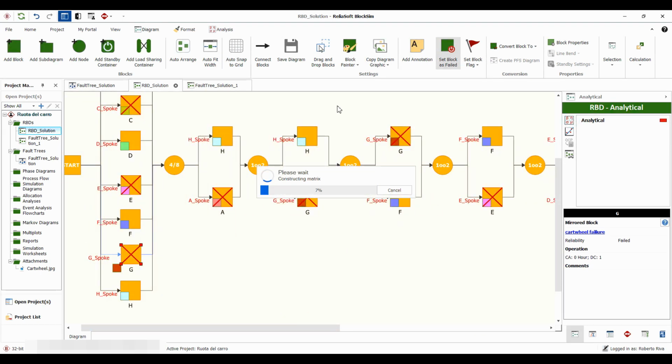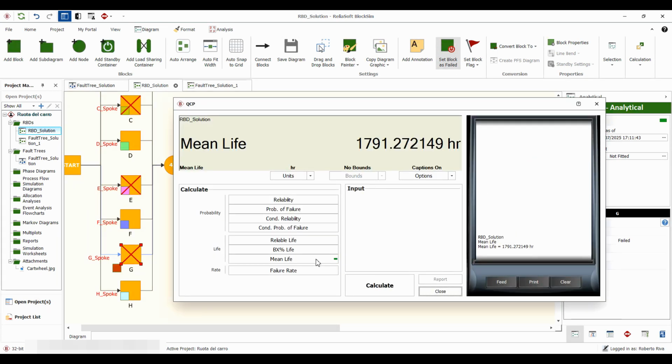Obviously the RBD solution doesn't present a solution on the page, so we have to check with the quick calculation pad. We have to check with the calculation pad and say the reliability after 100 hours, and we have a result. So we have a result, therefore we managed to break 4 spokes out of 8, but they're non-adjacent, and we have our wheel still functioning.